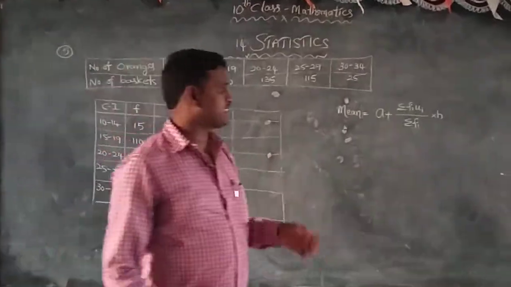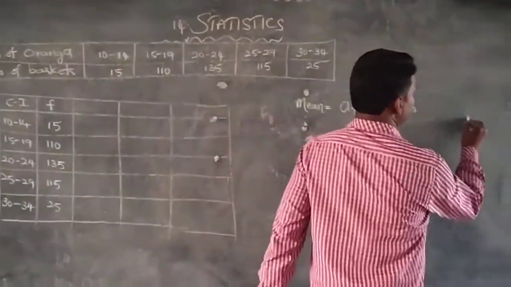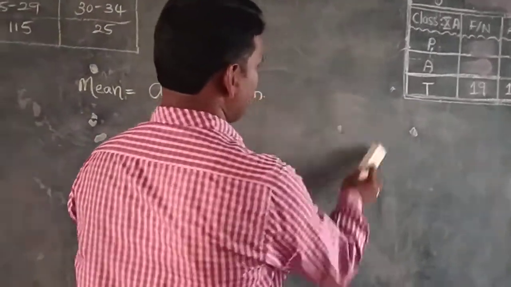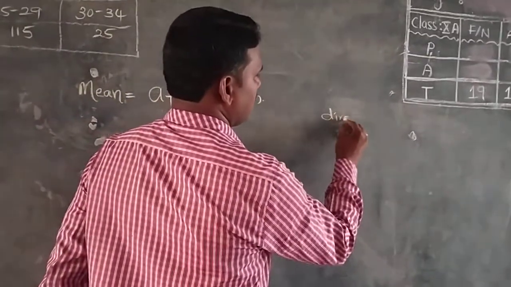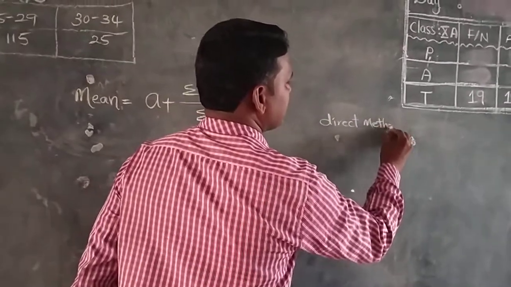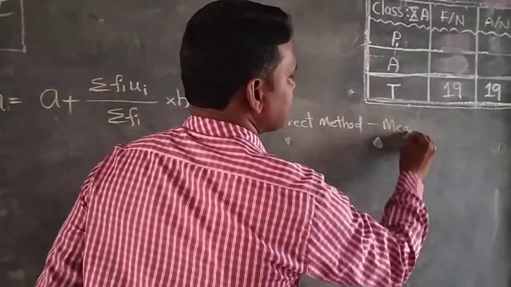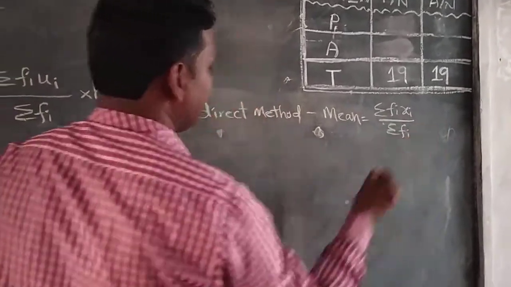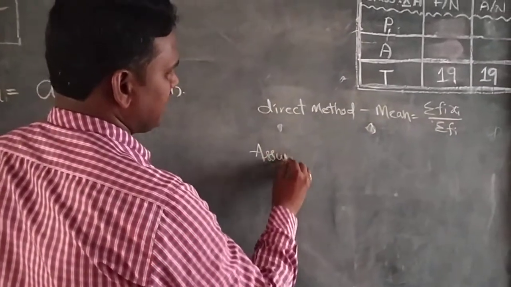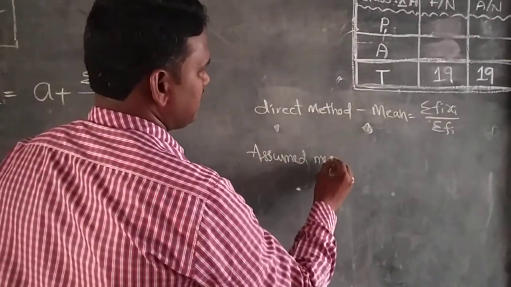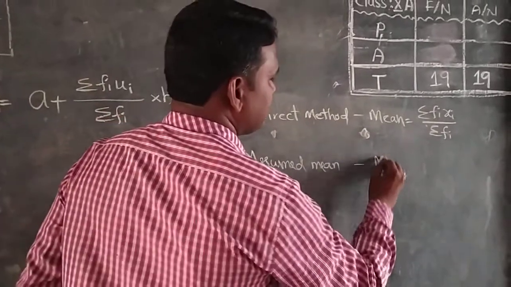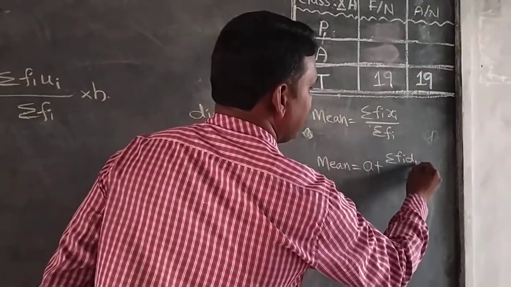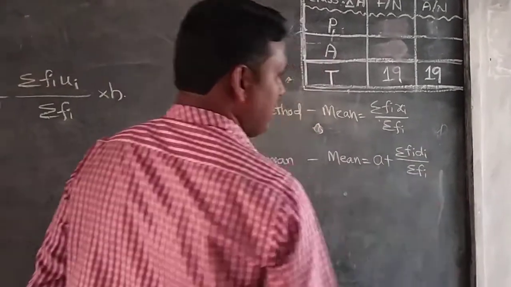Previously, in the previous classes, we have found the mean using the direct method. The direct method formula: mean is equal to sigma fi xi by sigma fi. And in the last class, we used the assumed mean method, that is, mean is equal to a plus summation fi di by summation fi.